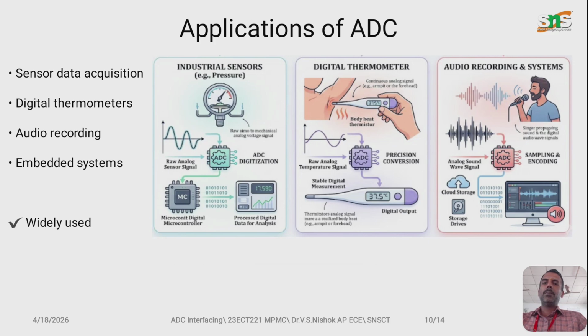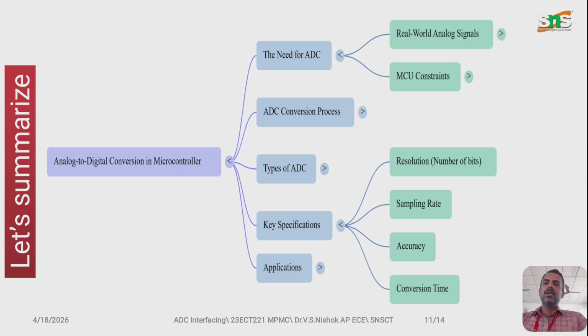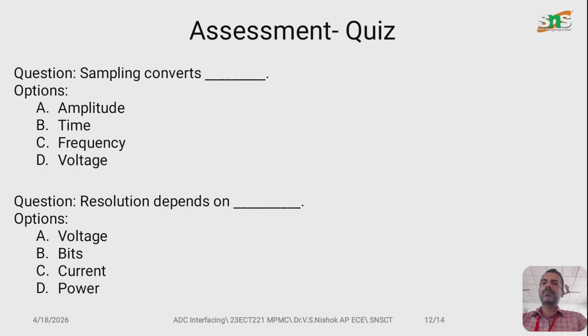So coming to the applications of A to D converters, it is widely used in sensor data acquisition, digital thermometers, audio recording and embedded systems. So here is the summarization part of the A to D converter. In this video we have seen the need for the A to D converter, the A to D conversion process, the types of A to D converters and its key specifications along with its applications.